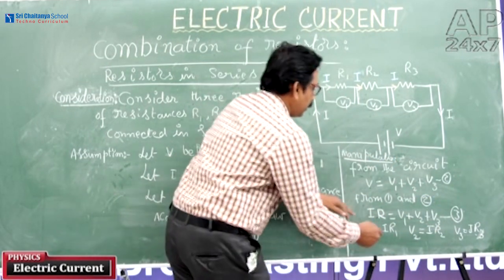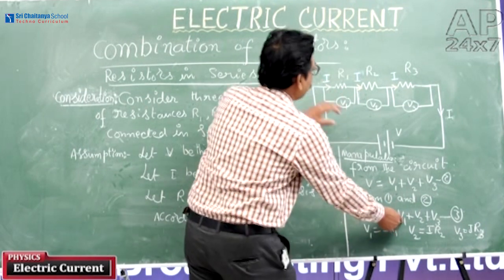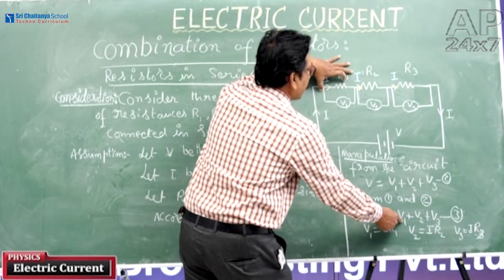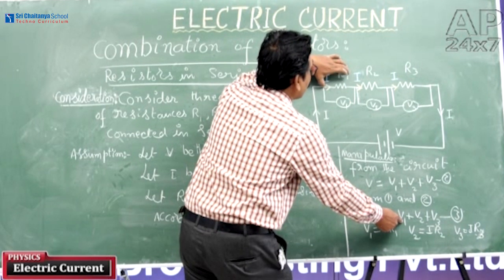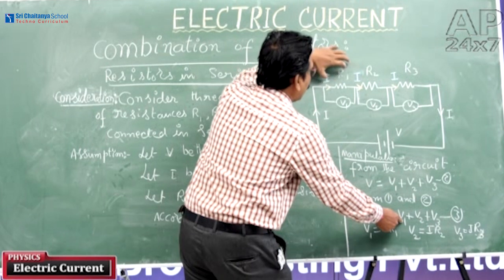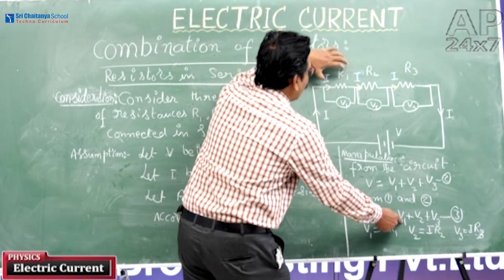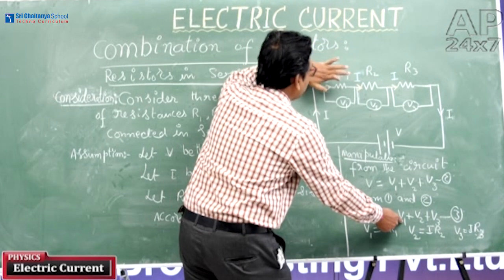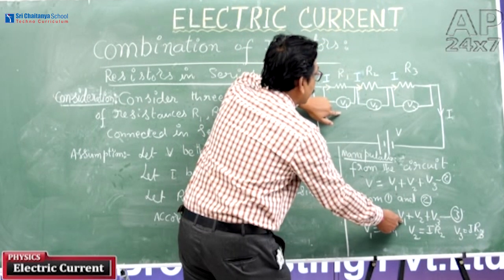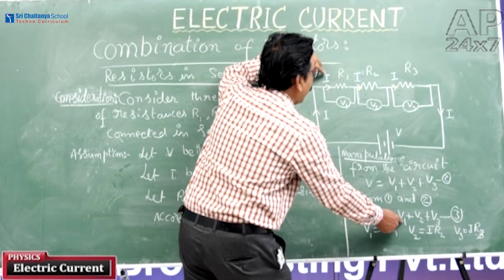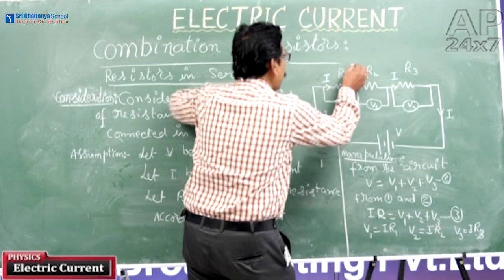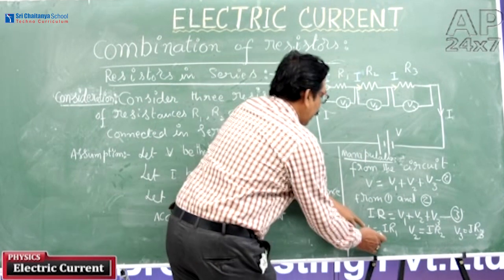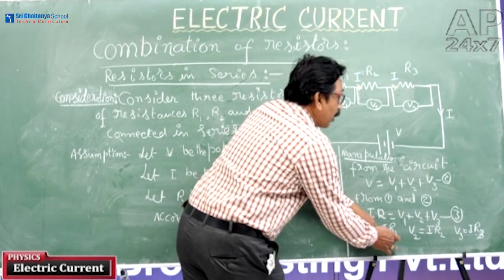Students, see this V1. What is V1 basically when you see the diagram? It is the potential drop across resistor R1. Apply Ohm's law here. What is Ohm's law? V is equal to IR. Now here what is V? It is V1, isn't it? And what is I here? I. What is R here? R1. Therefore, if you apply Ohm's law here, you will get V1 is equal to IR1.